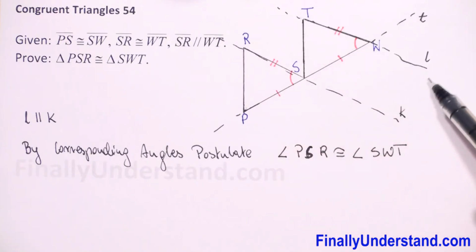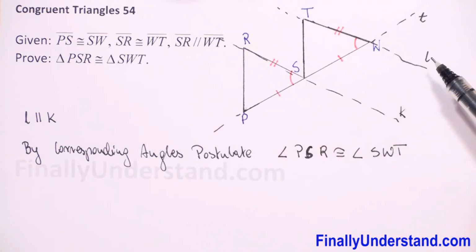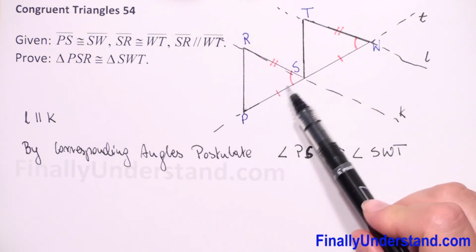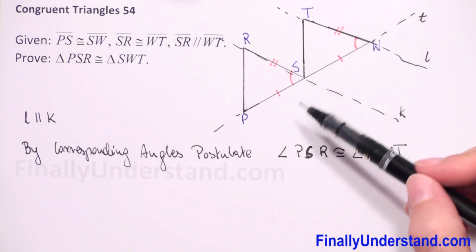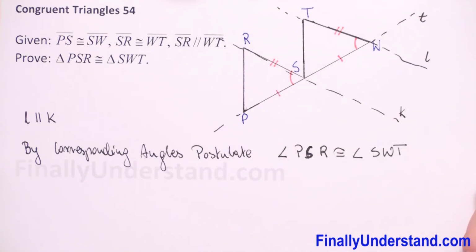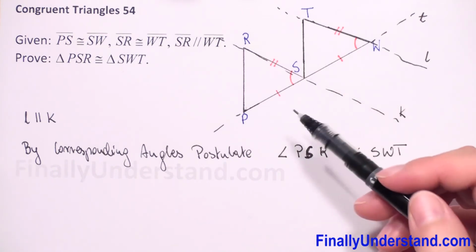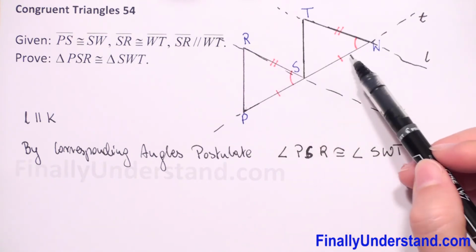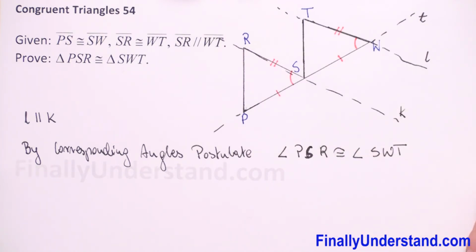If two parallel lines are cut by a transversal, then the pairs of corresponding angles are congruent. Angle PSR and SWT are corresponding angles. So these two angles are congruent, and we see that these two sides are congruent too.